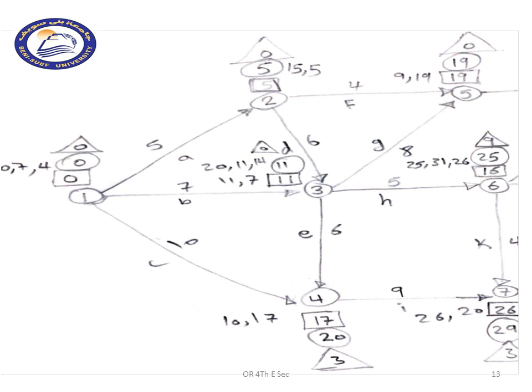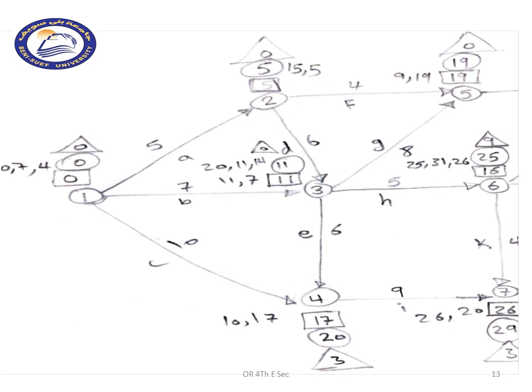Going to node number 2, we have 19 from node number 5 minus 4. This will give us 15, and we have 11 from node number 3 minus 6, that will give us 5. So the comparison goes in favor of 5 weeks with a slack of 0.